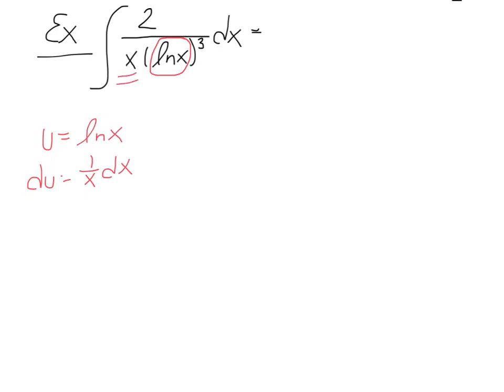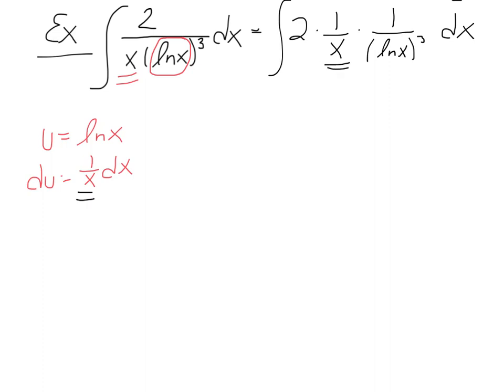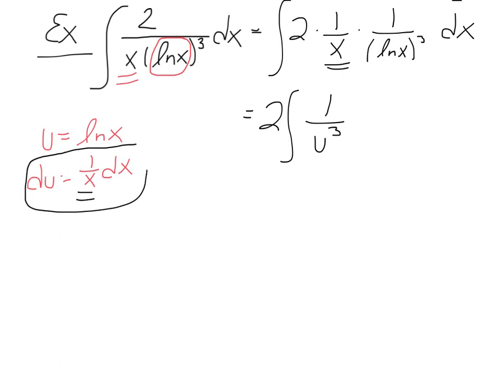You could rewrite this problem as 2 times 1 over x times 1 over the natural log of x cubed dx. And we could see that the 1 over x here will cancel out the 1 over x there when I do my u substitution. And that's what we need to do in this example. So the 2 I'll pull out front, and let's go ahead and substitute. I get 1 over u cubed. And what's left? 1 over x dx, which is exactly what I have right here. They can be replaced with just du. And so with that substitution, I get a 1 over u cubed, which is not a natural log.